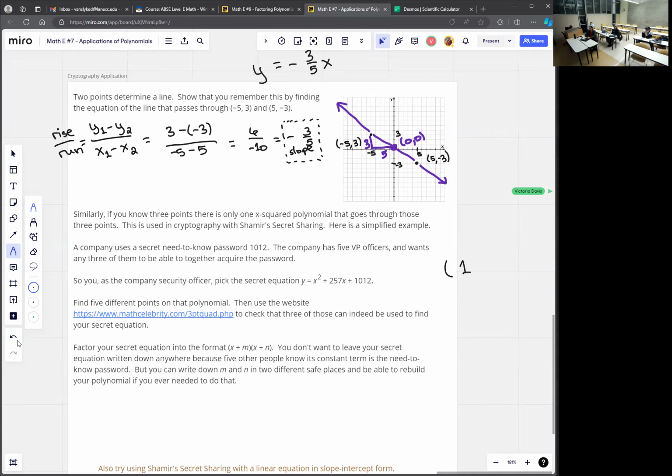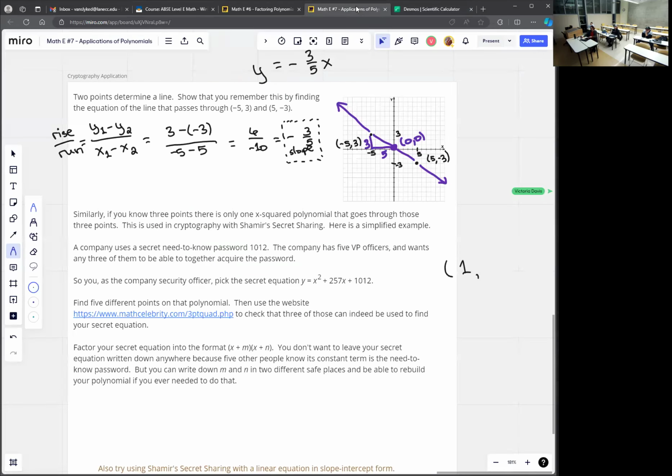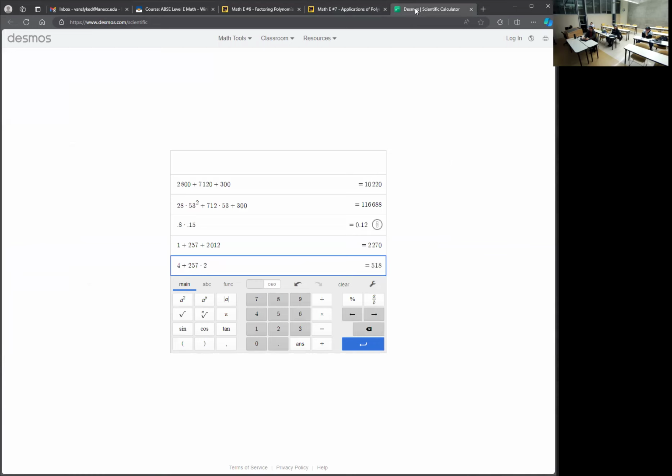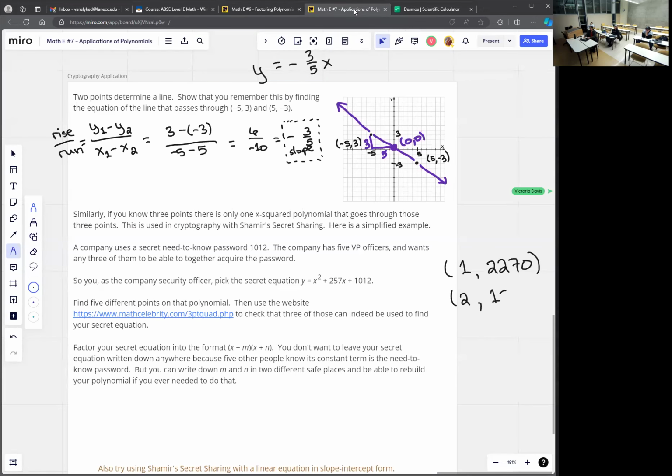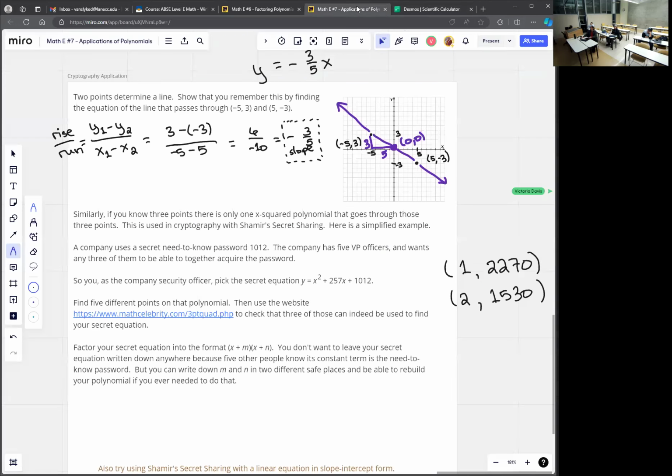But if I plug in one, what do I get? 1 plus 257 plus 1012, 1270. And if I plug in two, then 2 squared becomes 4. So 4 plus 257 times 2, plus 1012. So 1530. Did I do it wrong? 257 times 2, you hit 212 instead of 1012. Yeah. Thank you. Okay, 1770. That looks better.